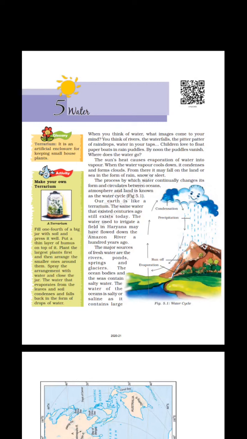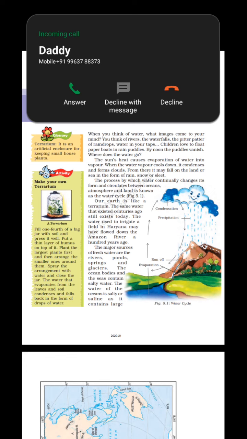Glossary. Terrarium. It is an artificial enclosure for keeping small house plants. Activity. Make your own terrarium. Fill 1/4 of a big jar with soil and press it well. Put a thin layer of humus on top of it. Plant the largest plants first and then arrange the smaller ones around them. Spray the arrangement with water and close the jar. The water that evaporates from the leaves and soil condenses and falls back in the form of drops of water.